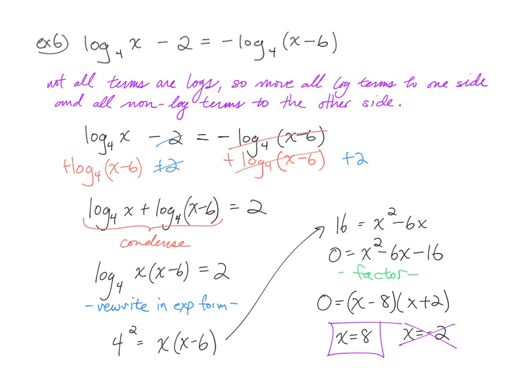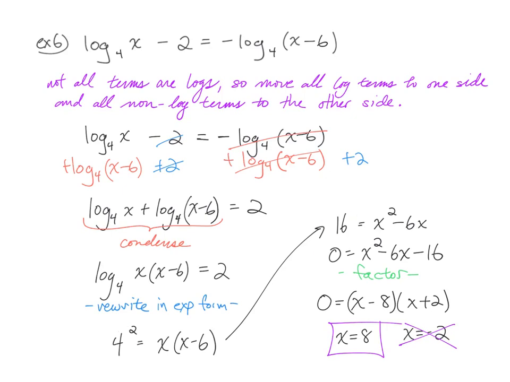And on the left side, we have this log plus this log. Then we have to condense these together, and when you add two logs together, that means we will use the product rule and multiply the two arguments here. Now that we have a log equal to a number, we can rewrite it in exponential form. The base is 4, the exponent is 2, the argument becomes the quote-unquote answer. That's why it's over here by itself.